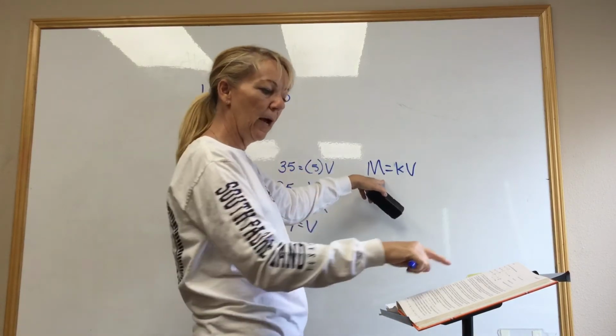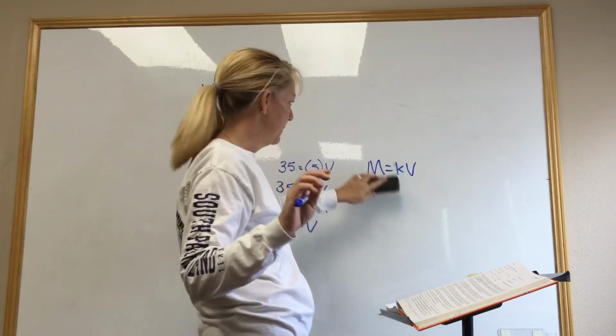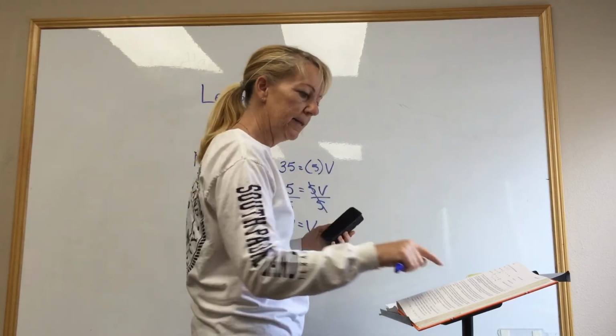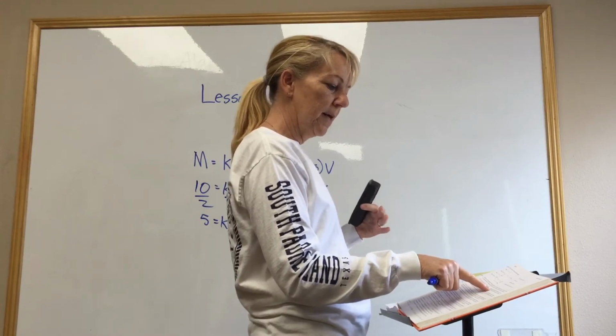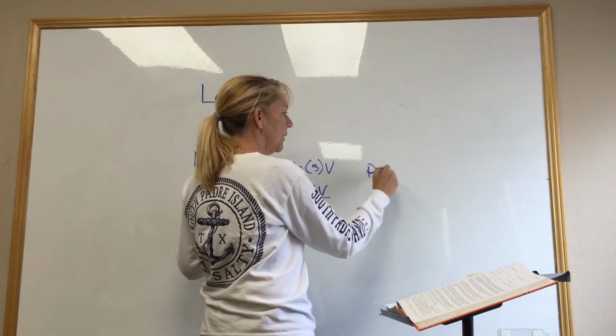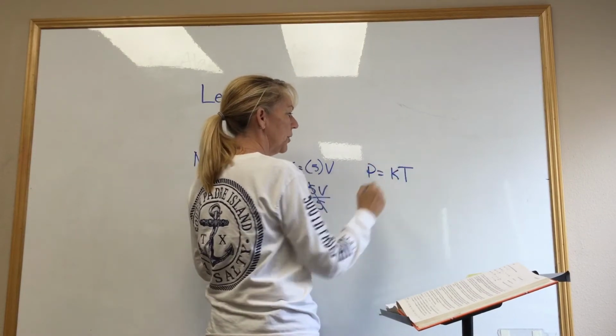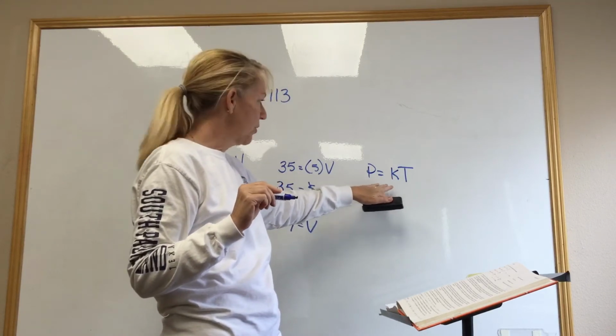So number A on your homework is just like that with different numbers. I'm going to let you solve for that. And then B is: under certain conditions, pressure of a gas varies directly with temperature. So pressure varies directly with temperature. Again, you'll plug in the numbers for the pressure and temperature and solve for K.